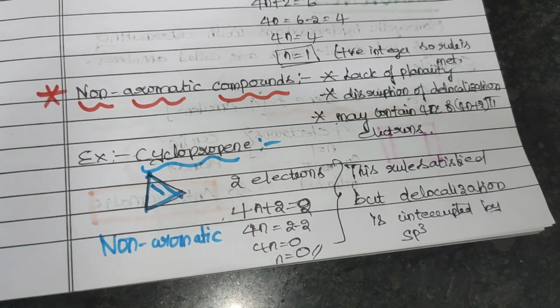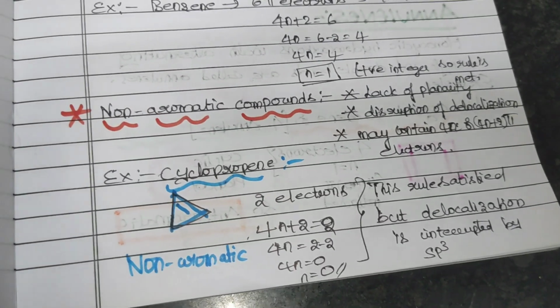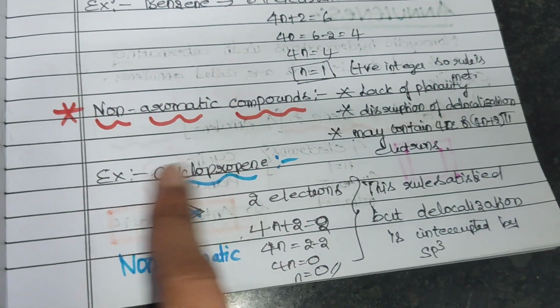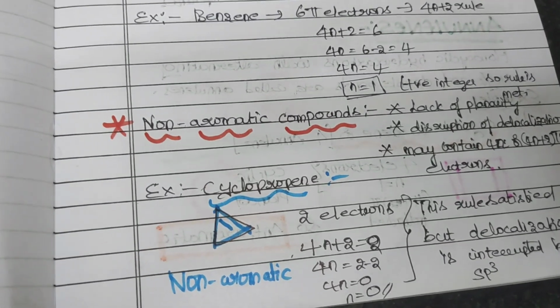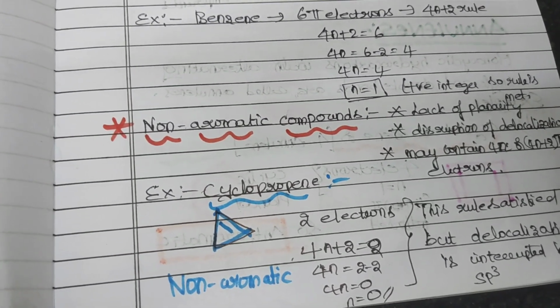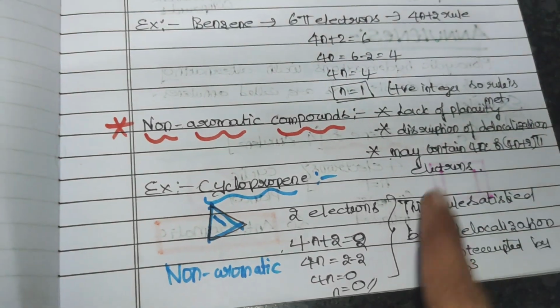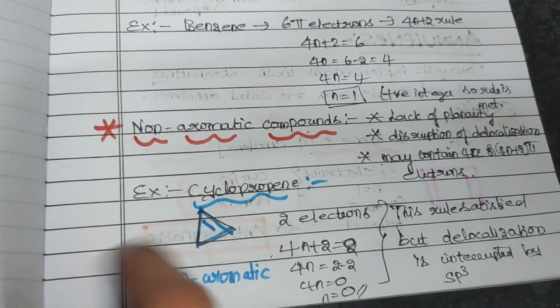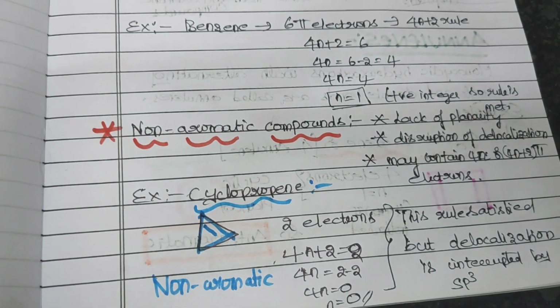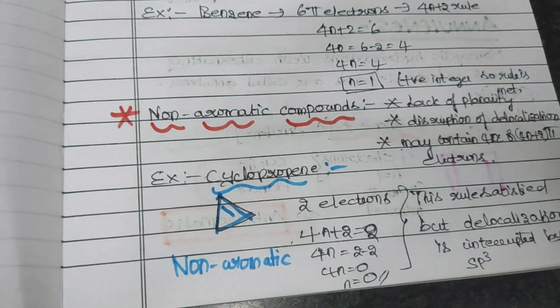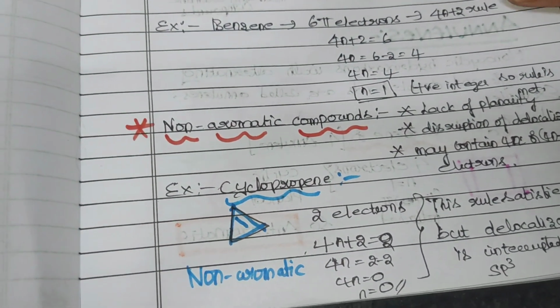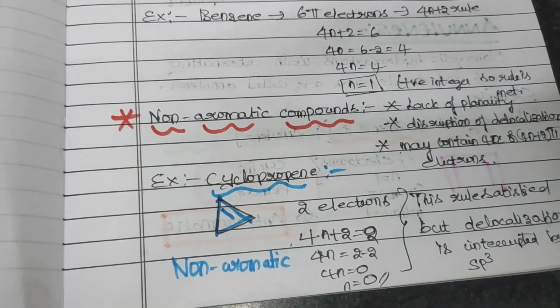But what happens? Here the delocalization is interrupted because of sp3 hybridization. Actually, all the aromatic compounds will have sp2 hybridization. But here, because of sp3 hybridization, this is not an aromatic compound, it is a non-aromatic compound. Then we'll get what is the difference between non-aromatic and anti-aromatic compounds.